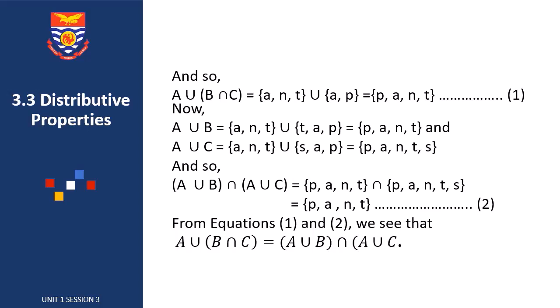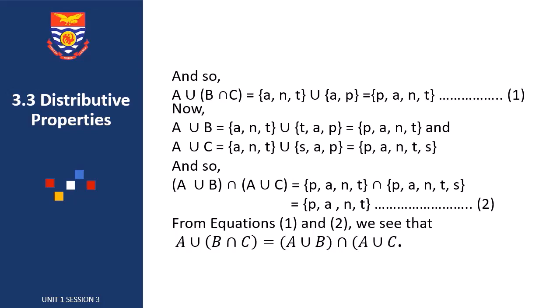What we will do next is to find A ∪ B and find A ∪ C and do the intersection of the two answers and see if it will be equal to equation 1. So A ∪ B gives us P, A, N, and T. And A ∪ C gives us P, A, N, T, and S. We will now find the intersection of these two answers, (A ∪ B) ∩ (A ∪ C).